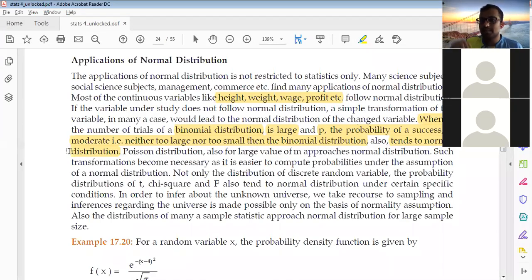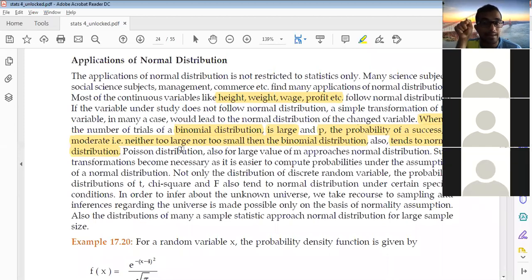One more very legitimate reason is that the probability of success is moderate, neither too large nor too small. When p is 0.5, what do we call the binomial distribution? Symmetric. And this normal distribution is what kind of distribution? Continuous, yes. But what kind? Bell-shaped. Bell-shaped means symmetrical distribution. And that is why binomial distribution tends to normal distribution.